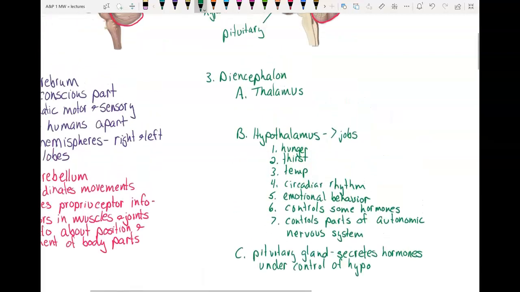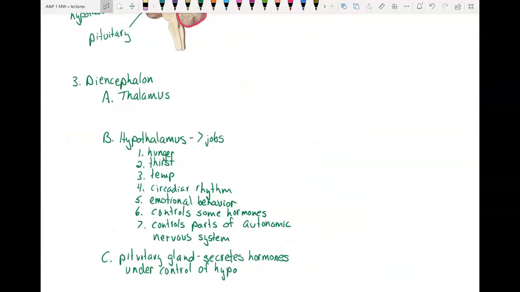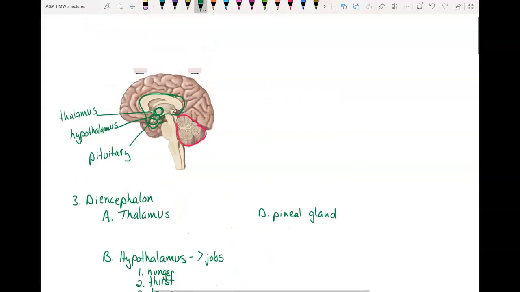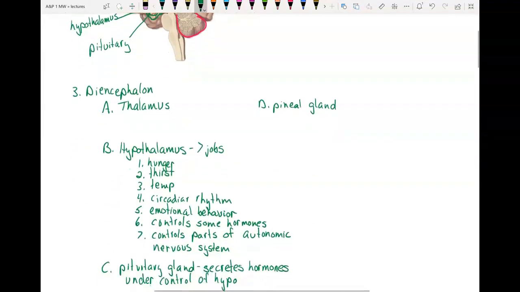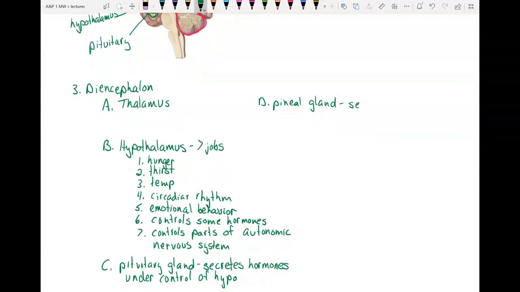Then the 4th part of the diencephalon is the pineal gland. It is toward the back. So right back here is the pineal. This is what makes you sleepy. The pineal gland secretes melatonin. And this makes you sleepy. You may have heard of this.